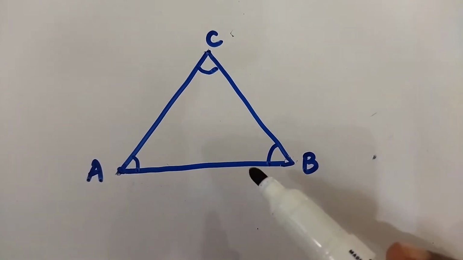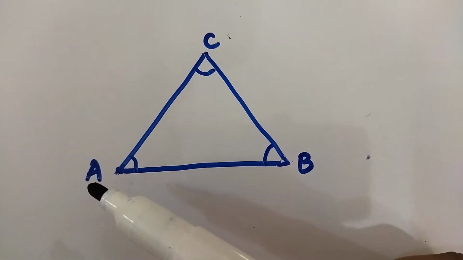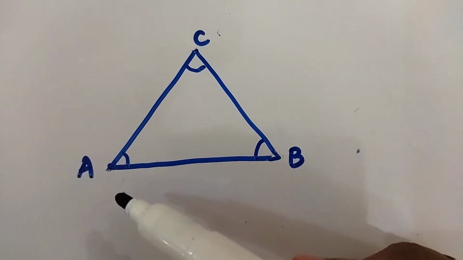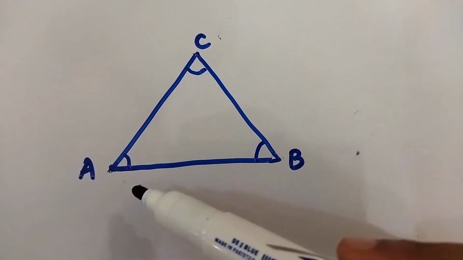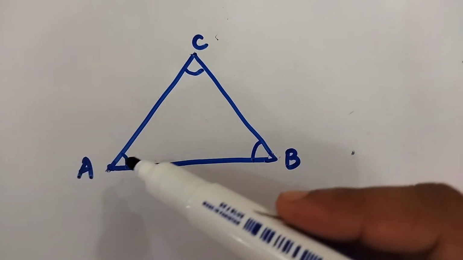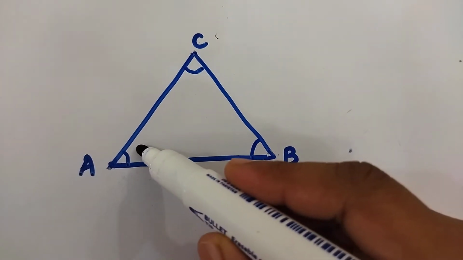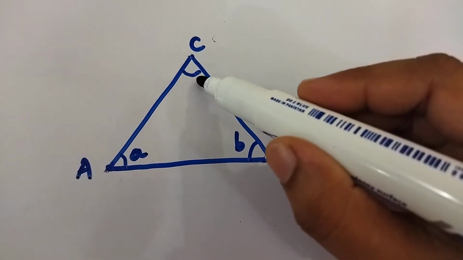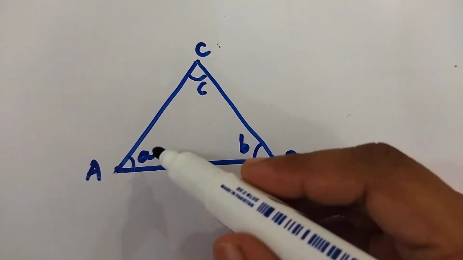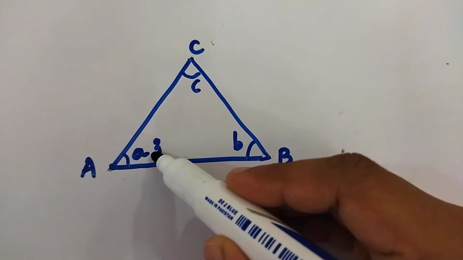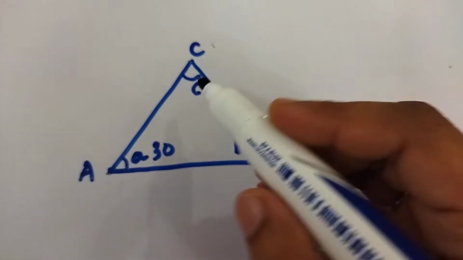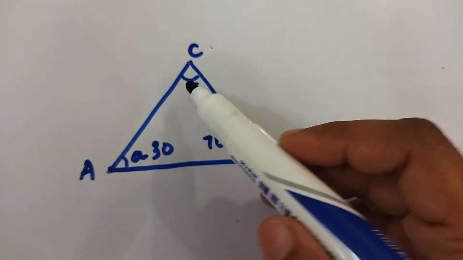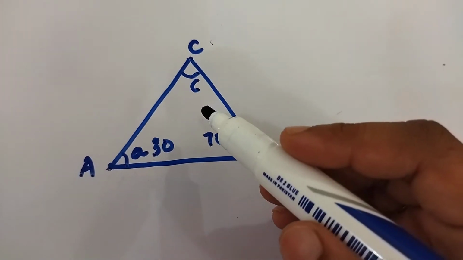Here you can see a triangle, that is triangle ABC. As you all know, a triangle has three sides and three angles, right? So it has three angles, angle A, B and C. For example, angle A is 30 degrees, angle B is 70 degrees. So what will be angle C? How can we find it?